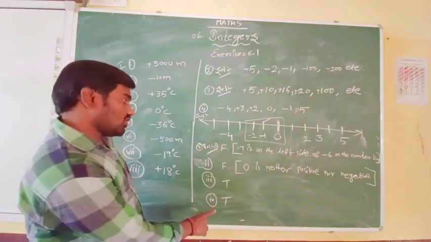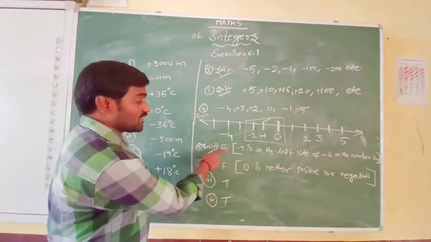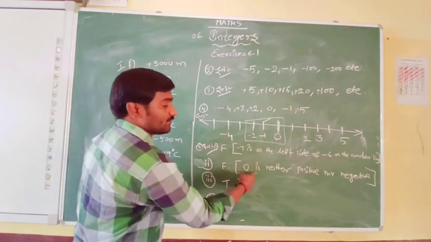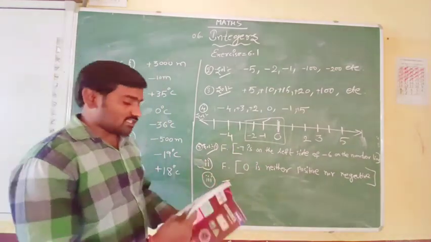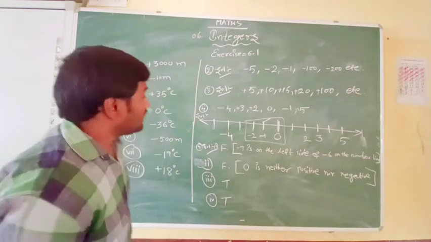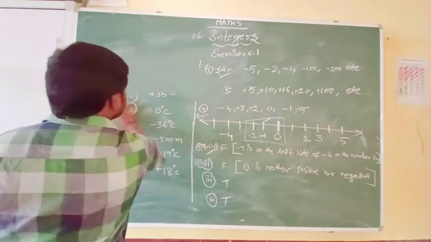We got two true statements and two false statements. For the false statements, I have written the correct statements here in the bracket. Okay, that's it. So with this our exercise number 6.1 is completed. Let's go for 6.2 also in this video.